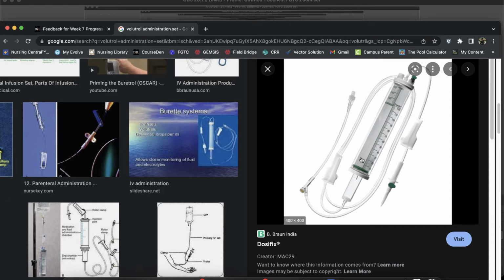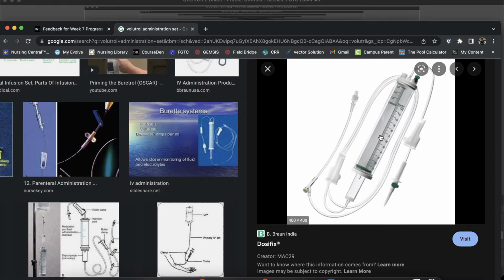Well, you would fill your Volutrol or your burette set, it's a different name, same system. You would fill it to 60 milliliters, lock off your bag, and then adjust your flow rate here in your drip chamber to whatever the infusion rate is supposed to be. That's your control clamp there. And then that will administer only that 60 milliliters. It will not continue to infuse fluids after that 60 milliliters is gone. So you don't risk forgetting to turn the fluids off and overhydrating your patient.